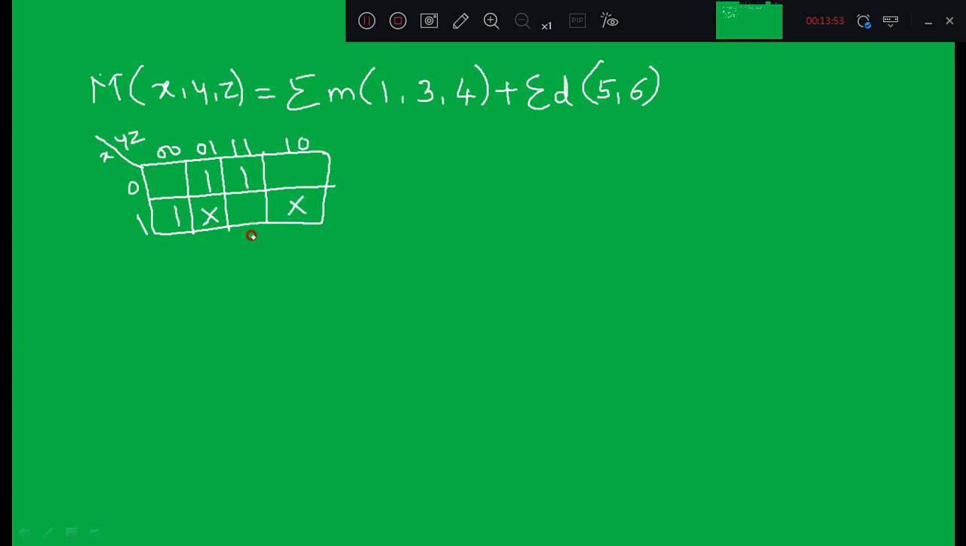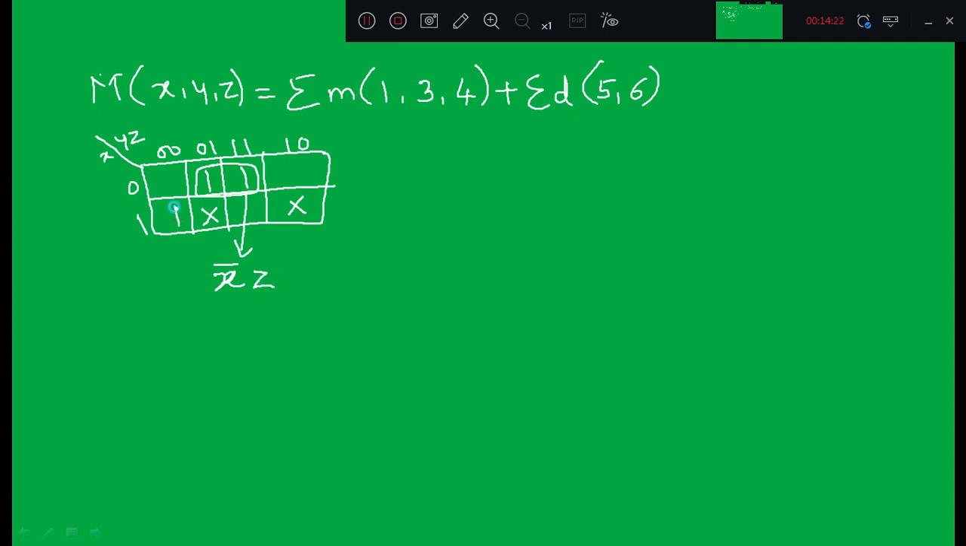So now how many groupings are possible? These two ones can be grouped. If I have don't care here, then I can group these two ones with these two don't cares, right? So this one cannot be grouped with this, right? So this one can be grouped with the adjacent one. So what is the expression for this? It is x bar z. This is the expression.